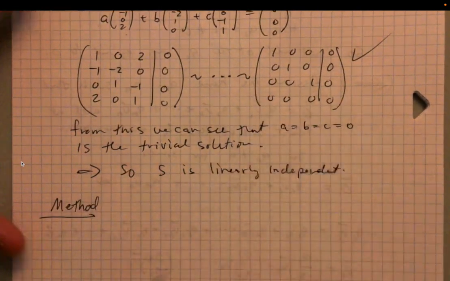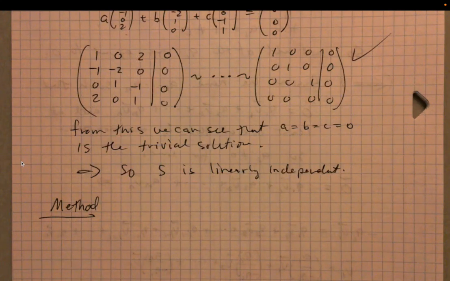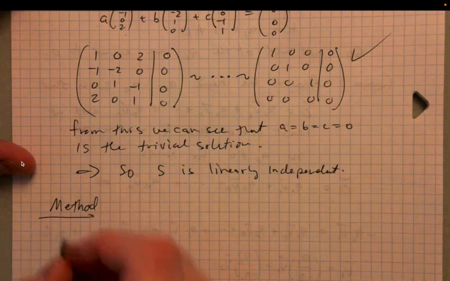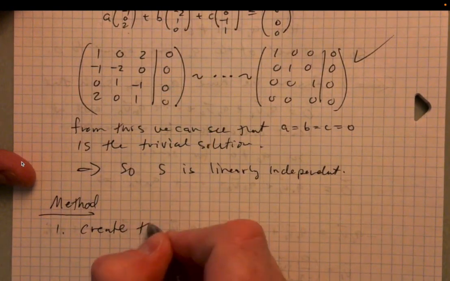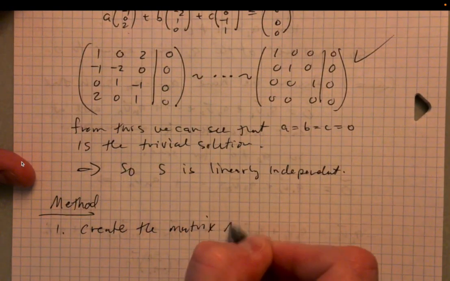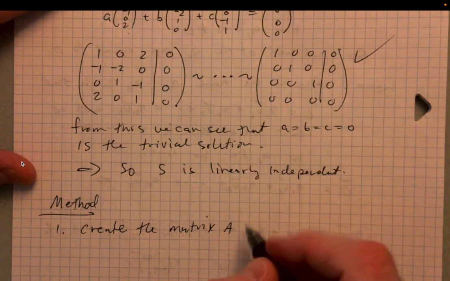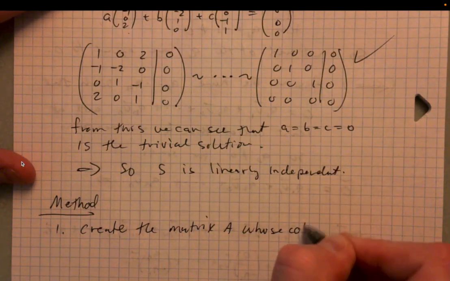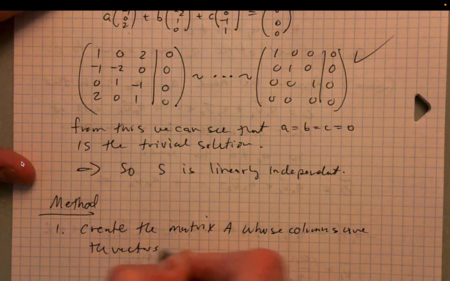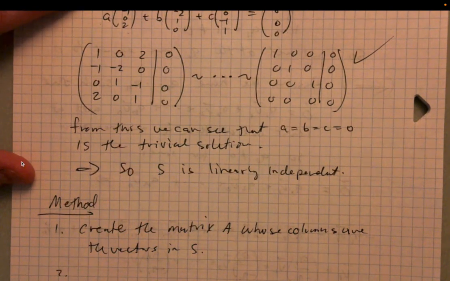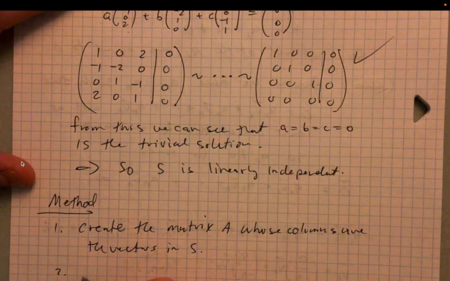Okay, and so here's the method. It actually can be simpler than this. You don't actually even need the scalar portion of the augmented matrix. The method is: step 1, let's create the matrix A whose columns are the vectors in S. Step 2, row reduce A to find B, where B is the reduced row echelon form of A.